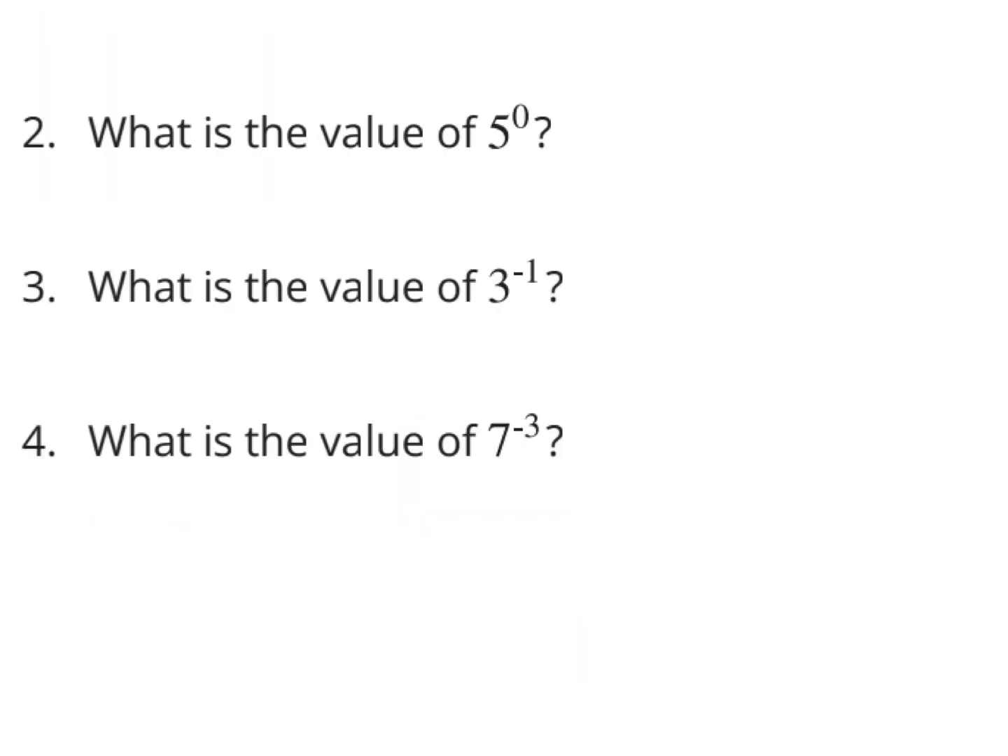Okay, anything to the 0 power is 1, except for 0. What is the value of 3 to the -1? We put any whole number over 1 and make a fraction out of it, and this becomes 1 over 3. And then 7 to the -3 is 1 over 7 cubed. 7 times 7 is 49. 49 times 7 is 343.